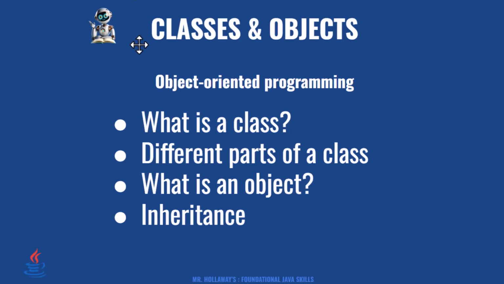Alright, so the first thing I want to talk about is just classes and objects. And so now we're venturing into something called object-oriented programming. So what we're going to do is talk about what a class is, the different parts of the classes, what is an object, and inheritance. Those are some pretty heavy topics, and I want to make sure we take the time to go over those extensively. So this is probably going to be about 3 to 4, maybe even more little mini videos, but I wanted to put them under the umbrella of a class. Okay, so let's get started.